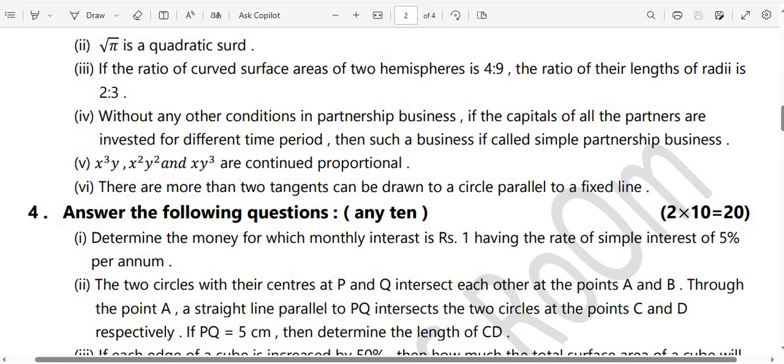Question number 6. More than two tangents can be drawn to a circle parallel to a fixed line.